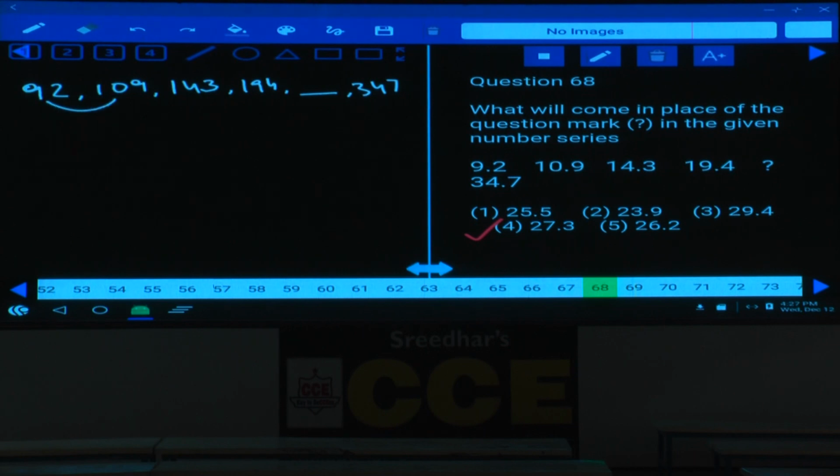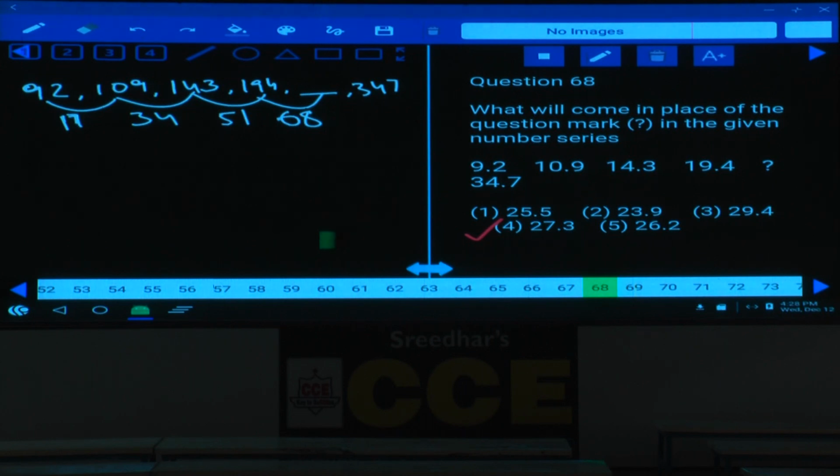Now find the difference between 92 and 109. What is the difference here? 8 plus 9, 17. Now plus 17. 109 and 143: the difference between these two is 34. 143 and 194: the difference is how much? 51. What are these numbers? 17, 34, 51 can be written as 17 into 1, 17 into 2, 17 into 3, 17 into 4. Hence how much should be added? 68. And 68 when added to this one, then what is your answer here?